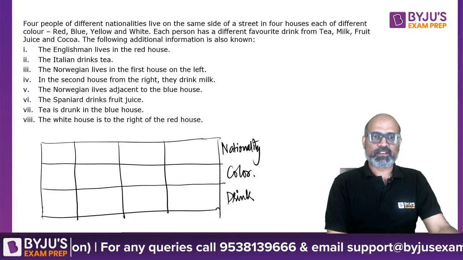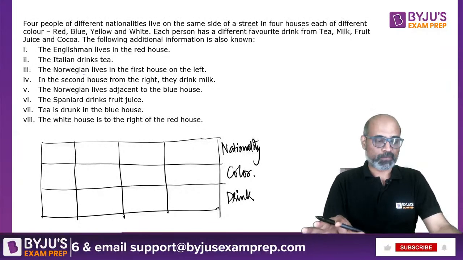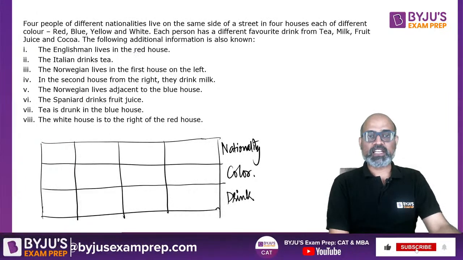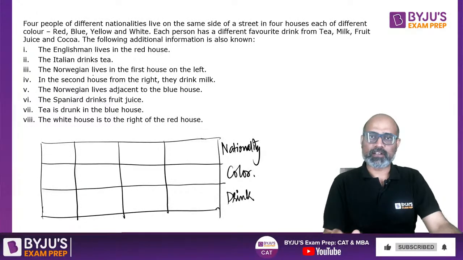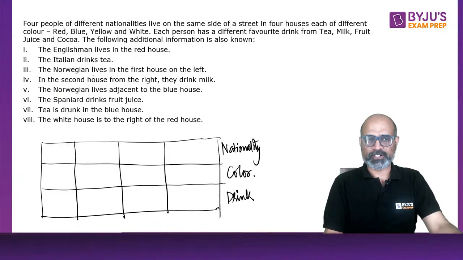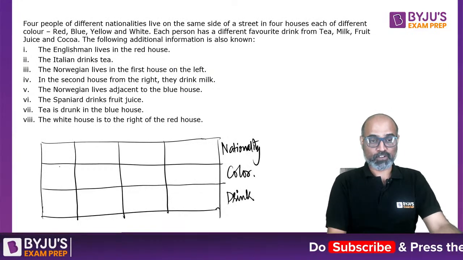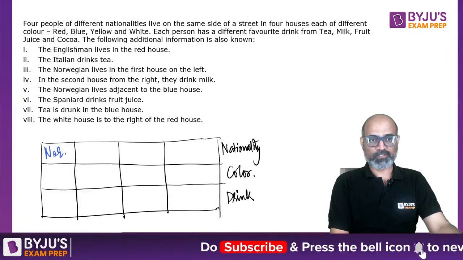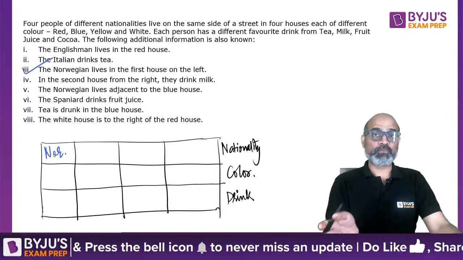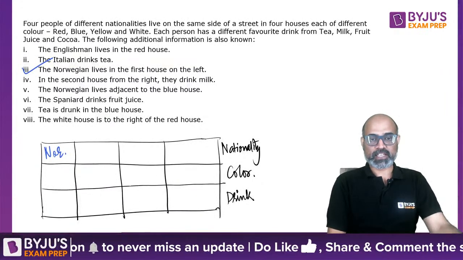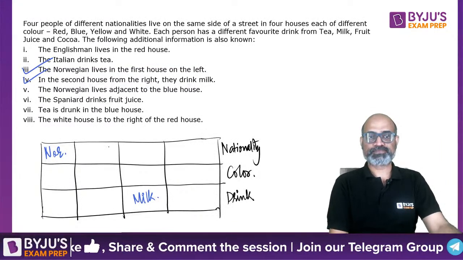So we will start filling up the details only about which we are confident about. So the Englishman lives in the red house, no idea where to put. The Italian drinks tea, no idea. So ignore those statements, we'll come back to them later on. The Norwegian lives in the first house on the left, so it's the left one. So we have Norwegian living over here. So we are done with this. In the second house from the right, they drink milk. So we are done with the 4th statement as well.